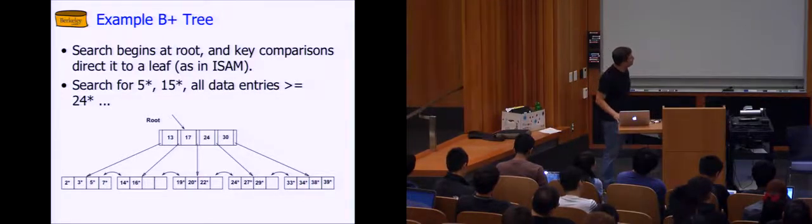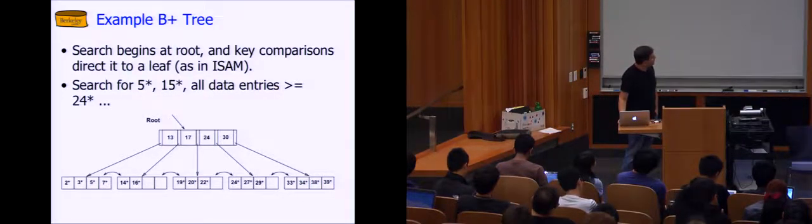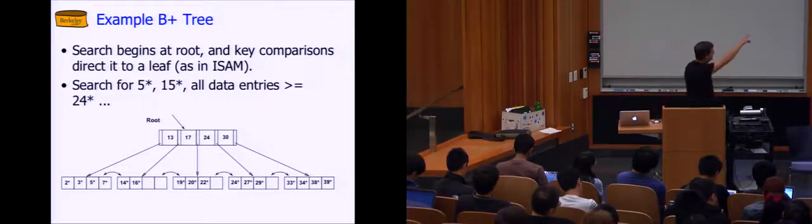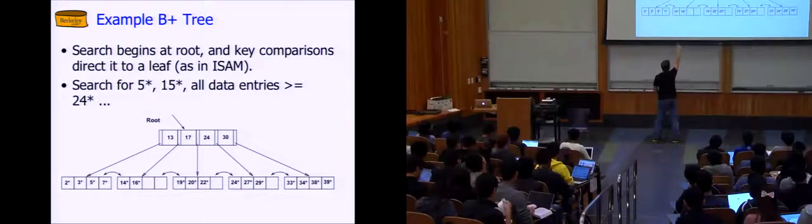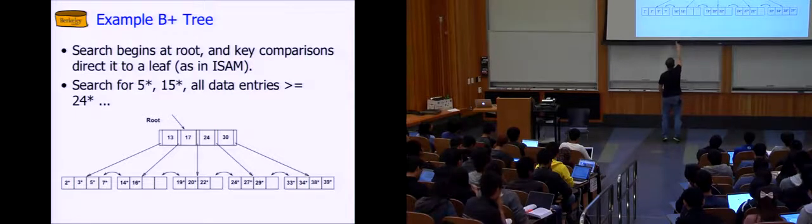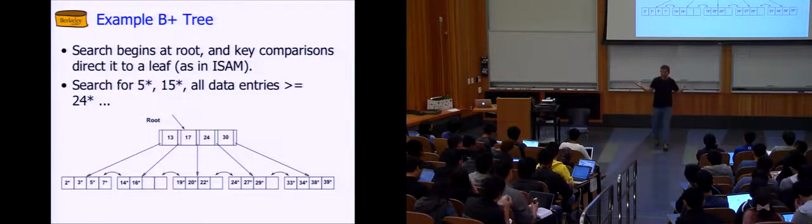Search begins at the root, and key comparisons direct us to a leaf. If we want to search for 5, for example, you walk down left of 13 and you find 5. If you want to search for 15, you ask: is it greater than 13? Yes. Is it greater than 17? No. So you walk down here, and in the leaf level there's no 15, so we know the answer is no matches.